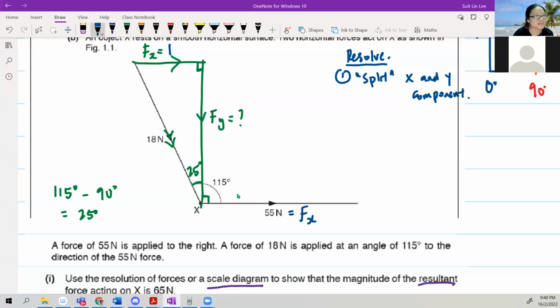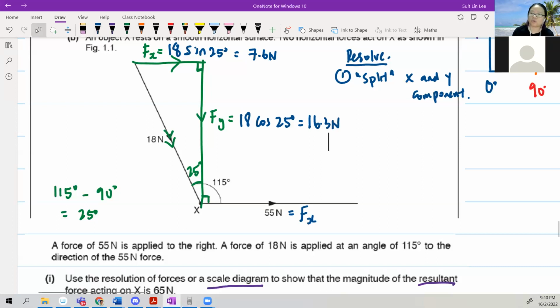So this one is 18. It's opposite the angle, sine 25. So I'm just going to take your 7.6 Newton, okay? And then Fy here would be 18 cos 25. Okay, this is 16.3.